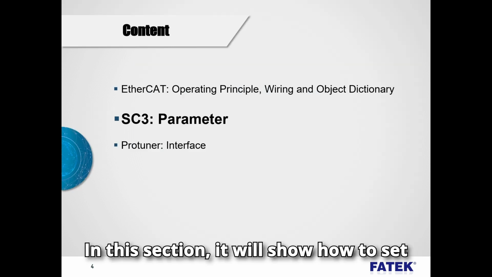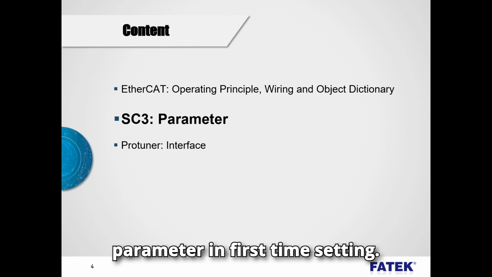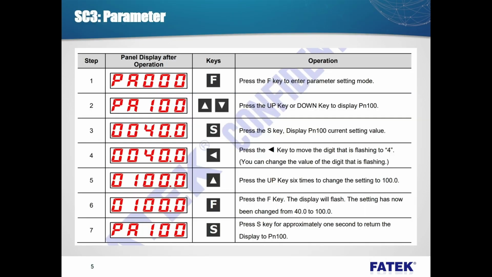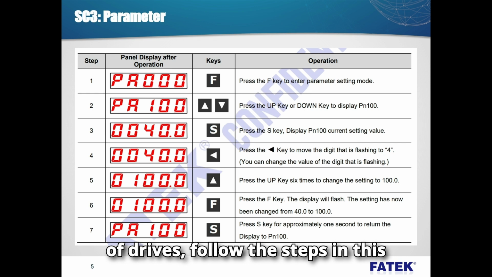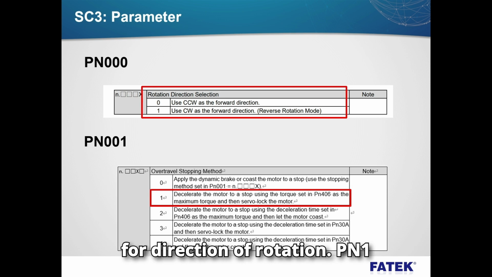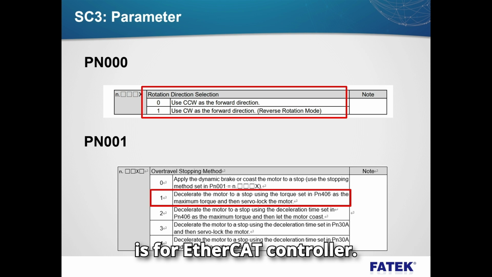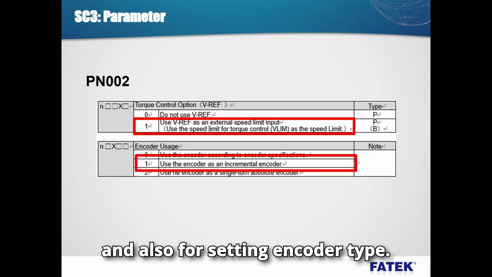In this section, it will show how to set up the parameters and the values of the parameters in first-time setting. When setting the parameters from the panel of the drives, follow the steps in this table. PN0 is for direction of rotation. PN1 is for EtherCAT controller. PN2 is for EtherCAT velocity limit and also for setting encoder type.